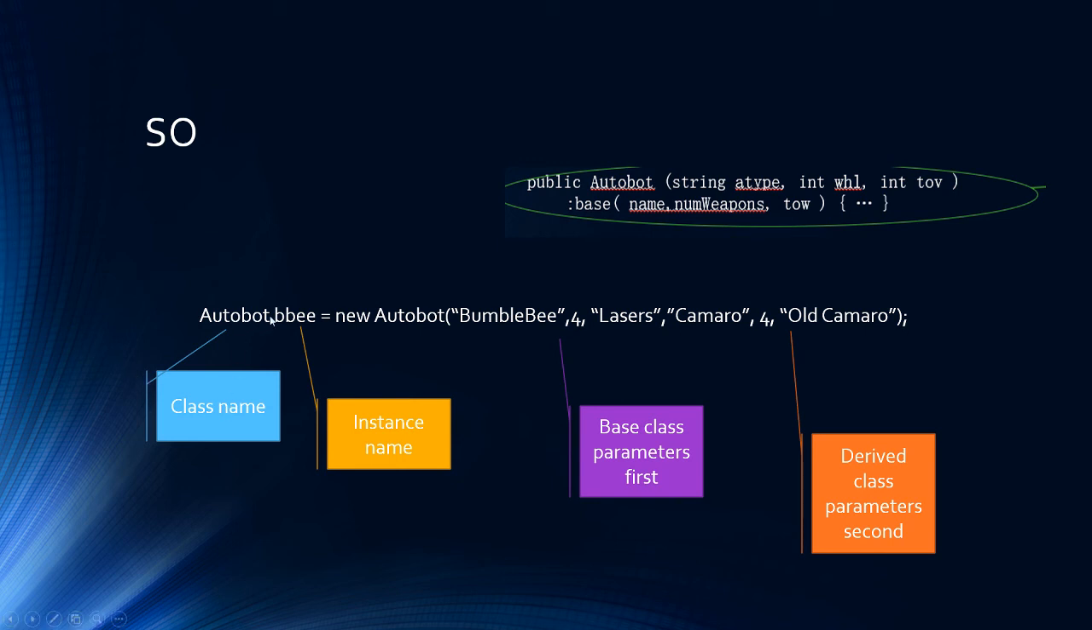So here's my class name. Now when I create an instance of my class, I give it an instance name. This will be BB. And I say this is a new instance of an Autobot. And here are the parameters I want to use to create that Autobot. Notice the parameters that go to my base class are listed first, and then my parameters for the derived Autobot class are listed second.